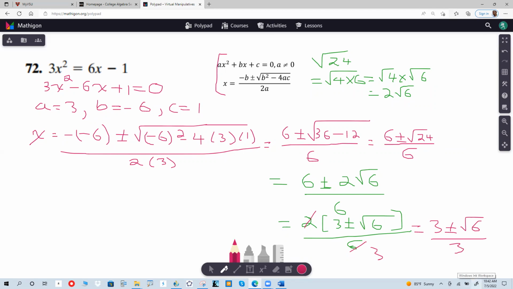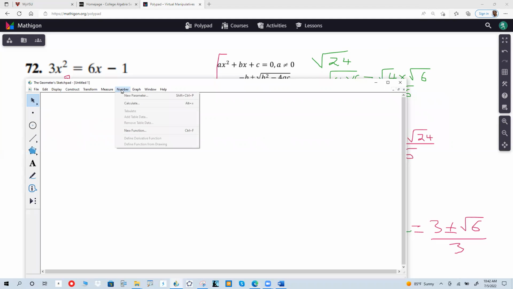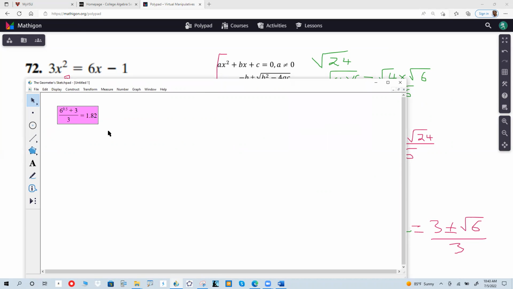I will check it. I'm going to check the positive one, 3 plus square root of 6 divided by 3. And then I'm going to give you a little bit of time to process it. Okay, but I do want to check it. On the calculator, I'm just going to check the positive one, square root of 6 plus 3 divided by 3. I'm getting 1.82, and that's good enough.